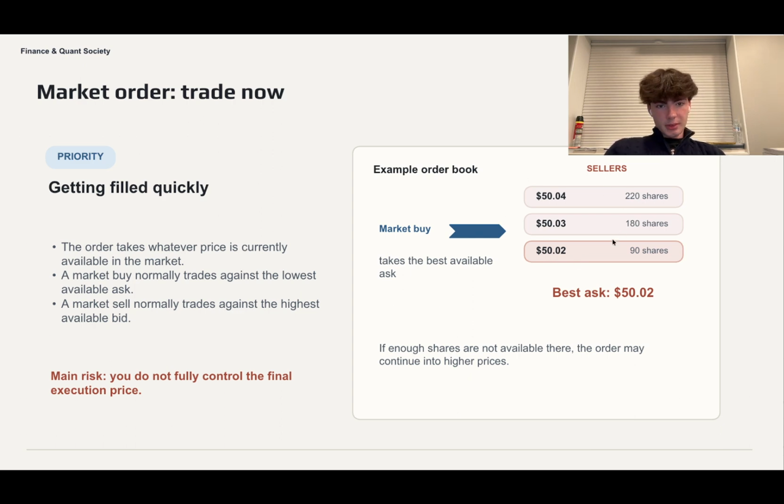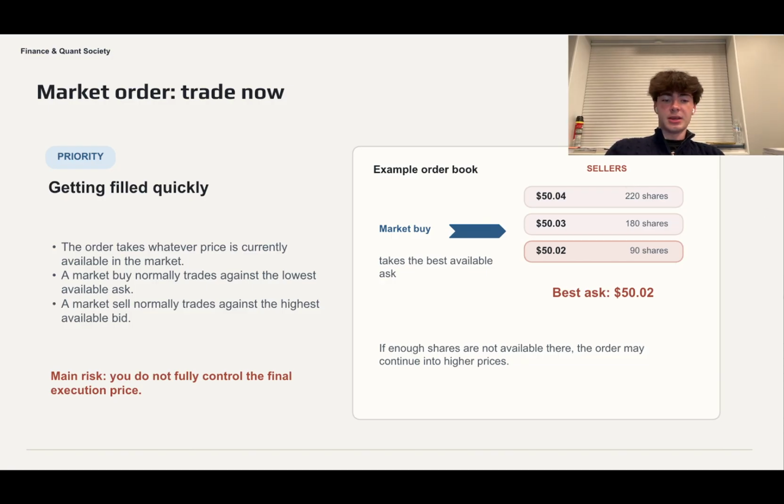But notice this order book. There's only 90 shares available at this price. What if you want to do more than that? Well, then you get it filled at $50.03, then $50.04, and so on, depending on how big your order is. So that is why a market order does not mean you're buying at whatever the price is on the screen, whatever the share price is. It means buy from the best available sellers until my order is filled.